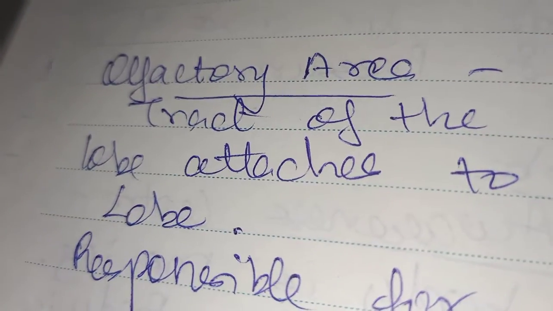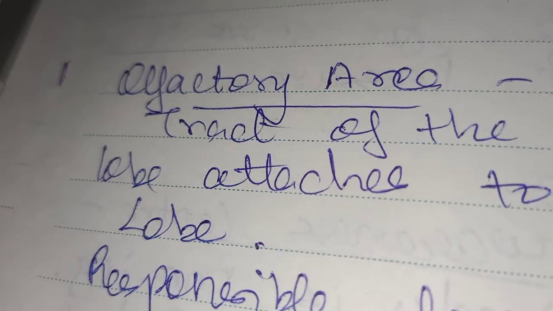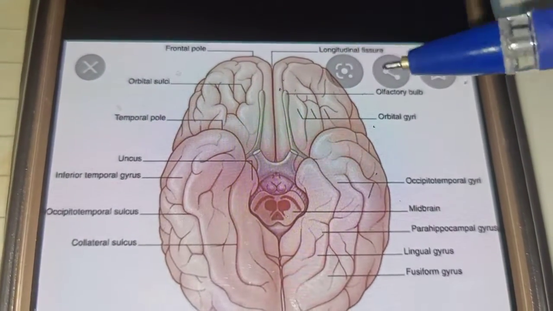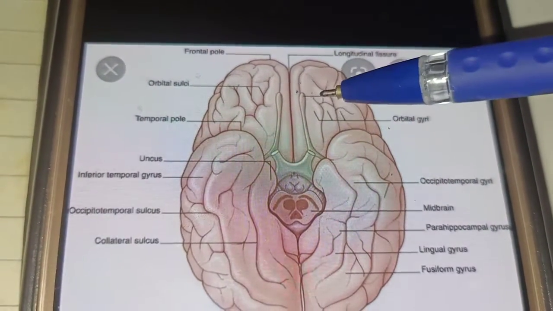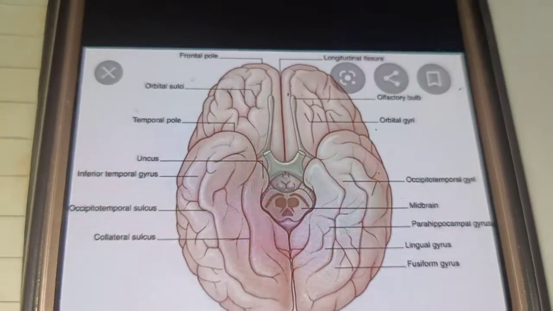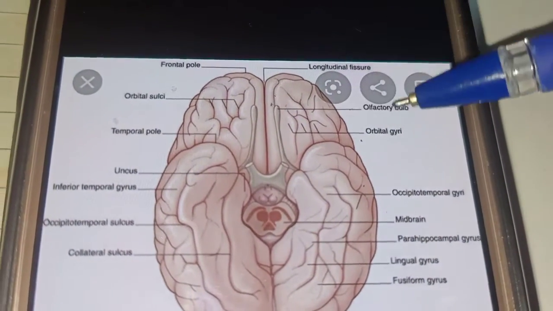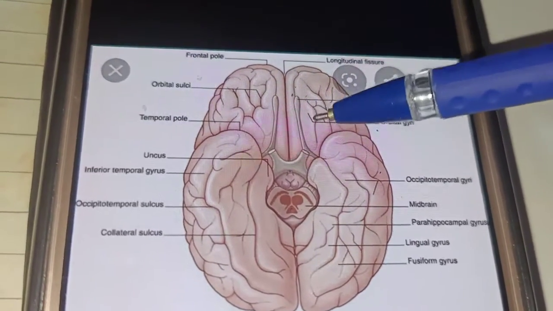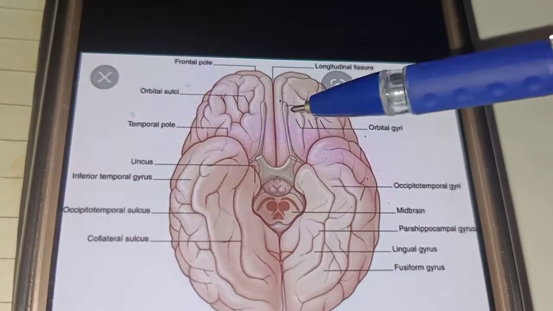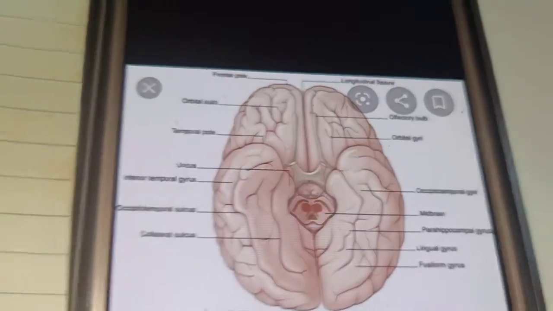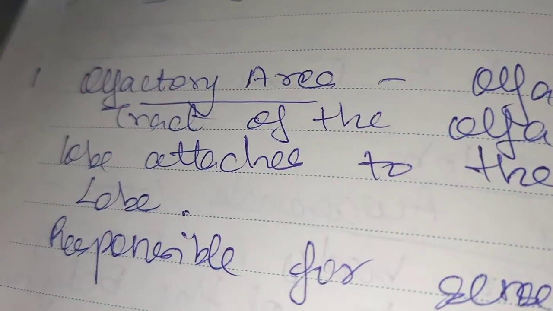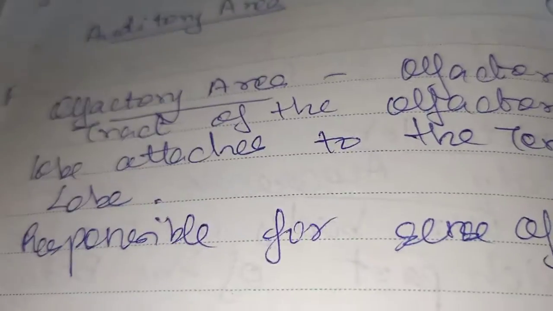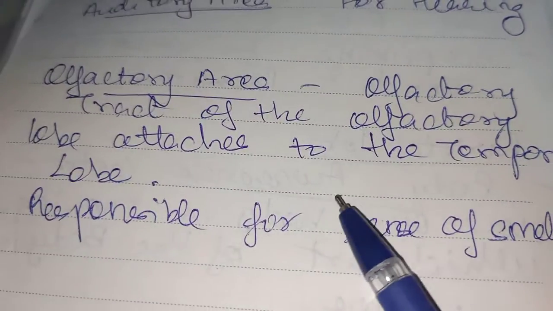On the inferior surface, you can see here, there is the olfactory bulb. And also there is the olfactory tract. Now this olfactory bulb and olfactory tract attach to the temporal lobe. Yes, this is getting attached to the temporal lobe. So the olfactory tract of the olfactory lobe attaches to the temporal lobe.